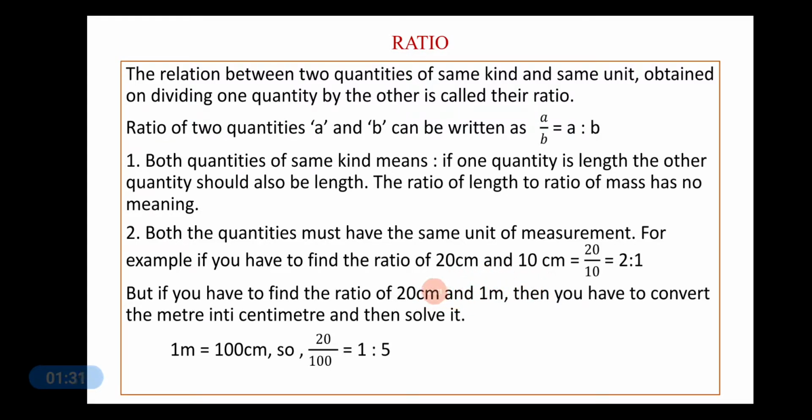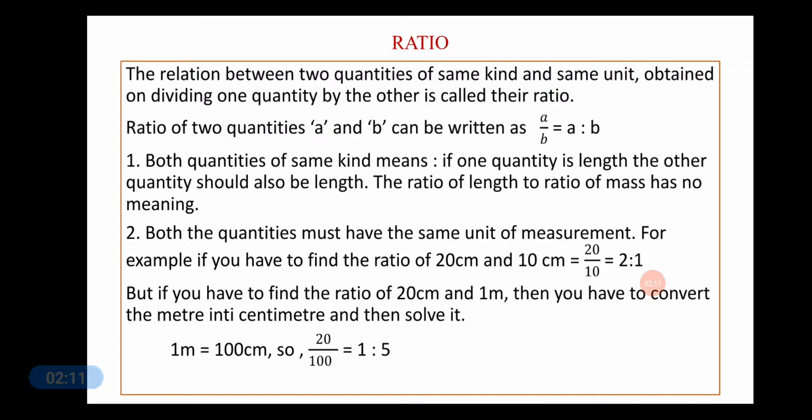For example, you have got 20 centimeter and 10 centimeter. You have to find out the ratio of 20 centimeter is to 10 centimeter. Here, both the units are the same. Here it is 20 centimeter and here it is 10 centimeter. So, 20 by 10, you can cut off 0 and your ratio will be 2 is to 1. So, when both the units are same in both the quantities, the ratio is 2 is to 1.